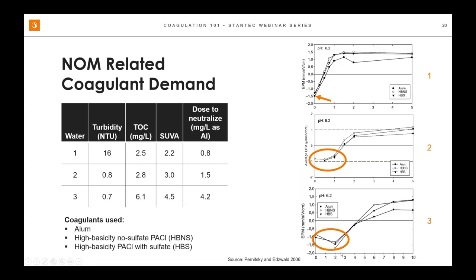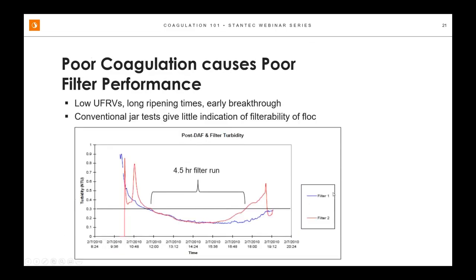The scales are different here to fit them all on, but we've got a charge demand. The curve is pretty flat for like 2 to 3 milligrams of aluminum, twice what it is up here, okay? So the higher the organics, the higher that initial charge demand. And this is even at kind of optimum pH conditions.